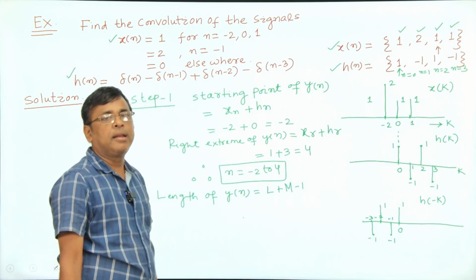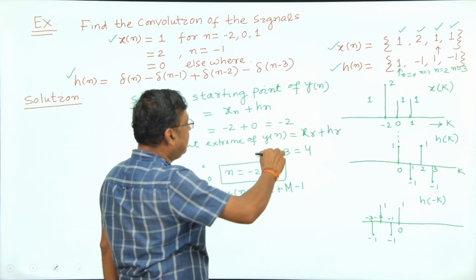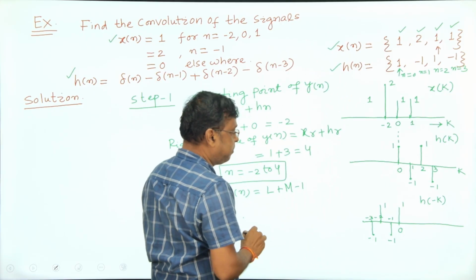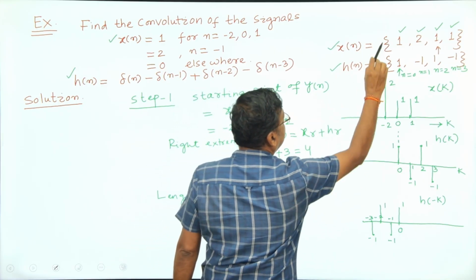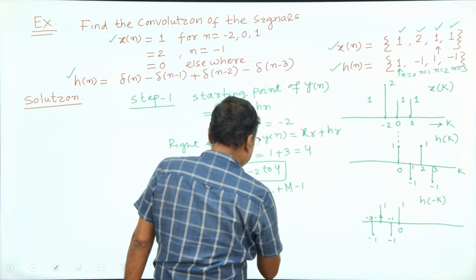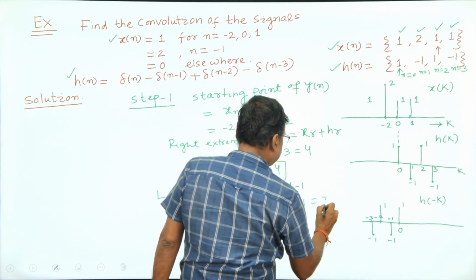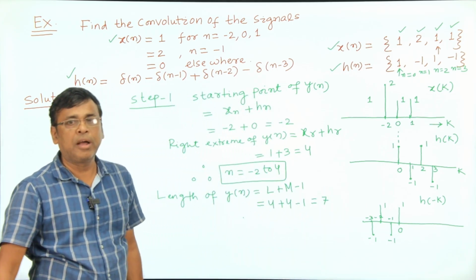What is L? Length of x of n. That is your L, equal to the length of x of n. M is the length of h of n. Length of x of n is 4, and the length of h of n is 4. And that is your minus 1. It is nothing but 7. So 7 number of samples we have to determine.